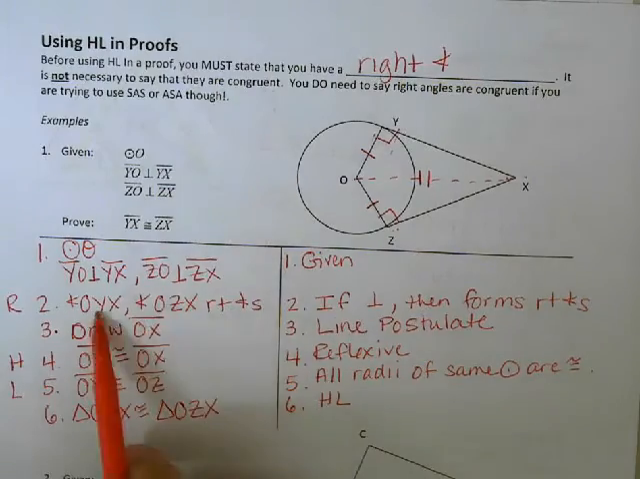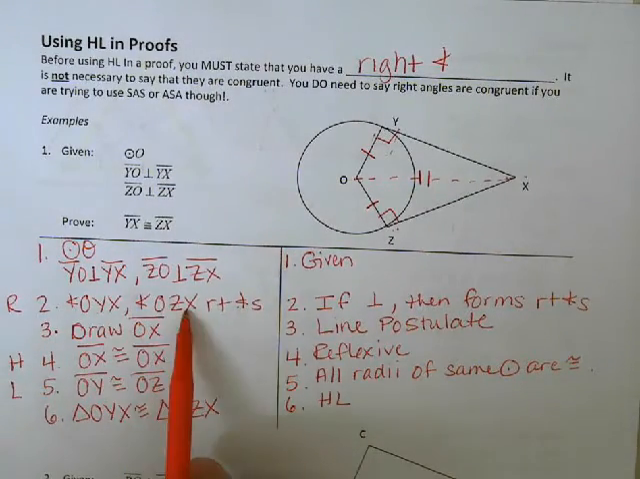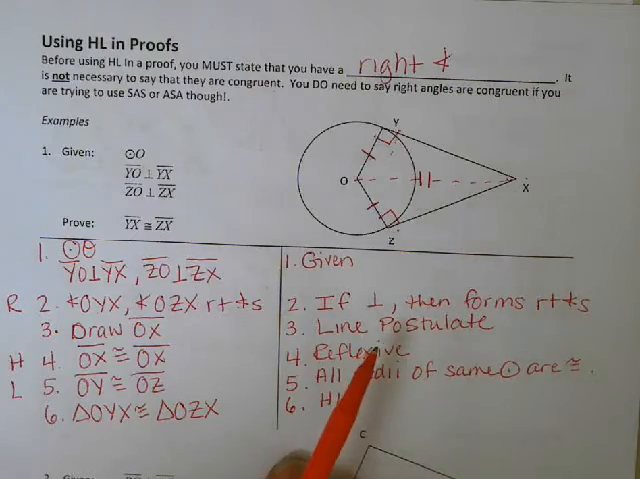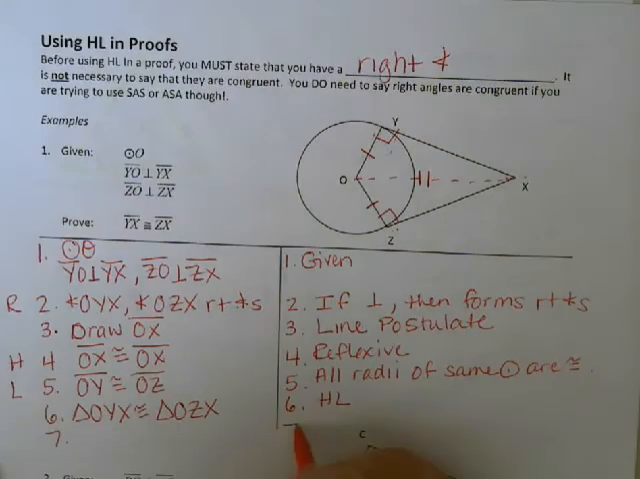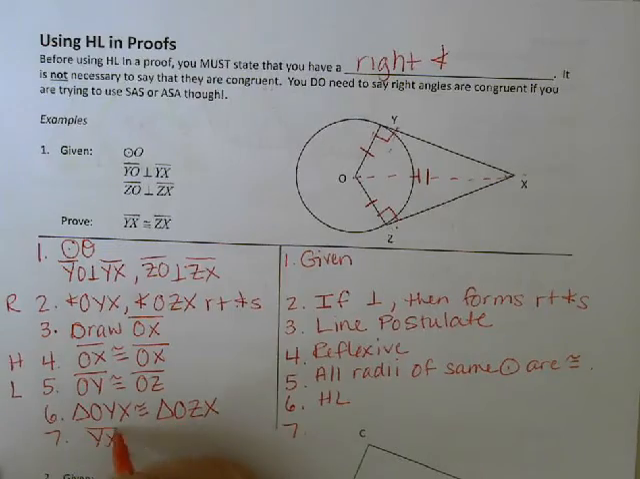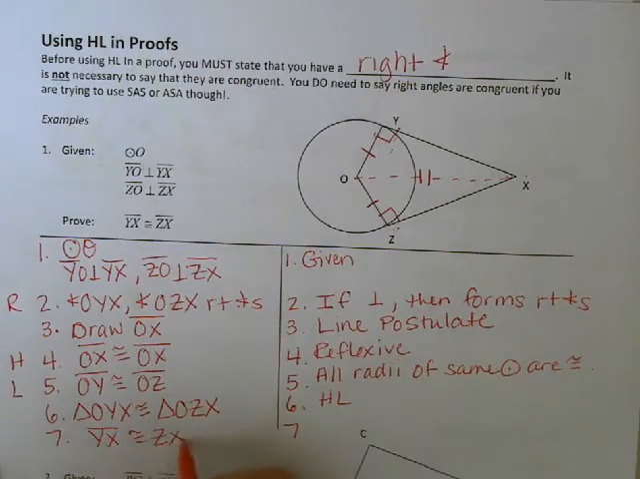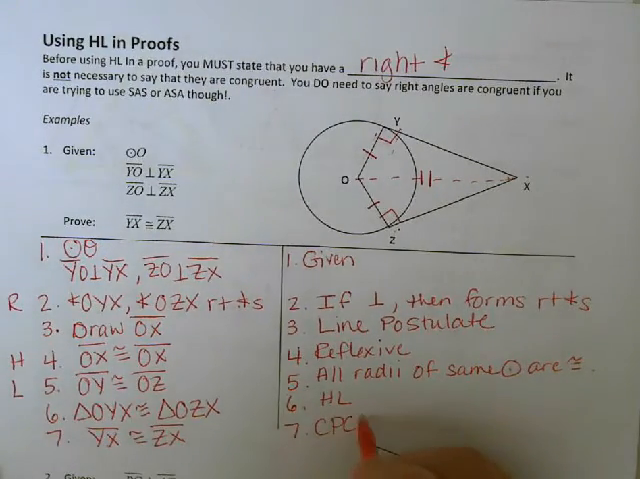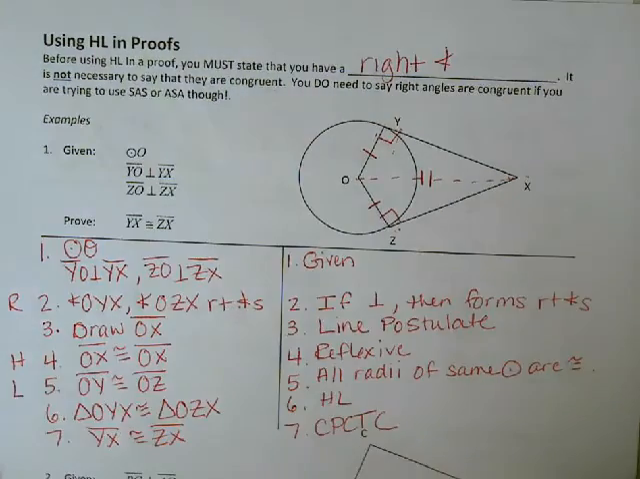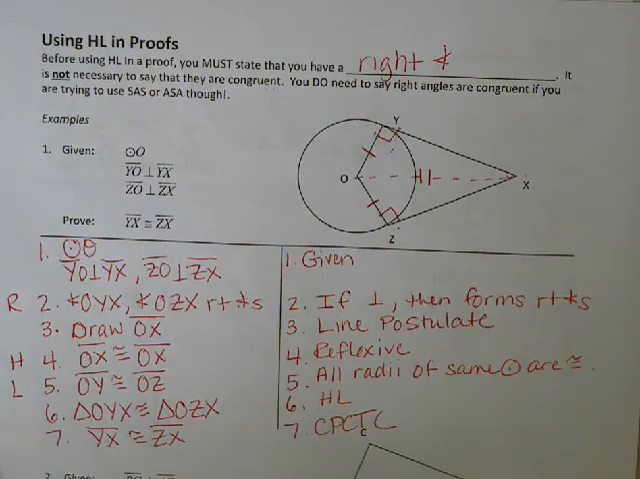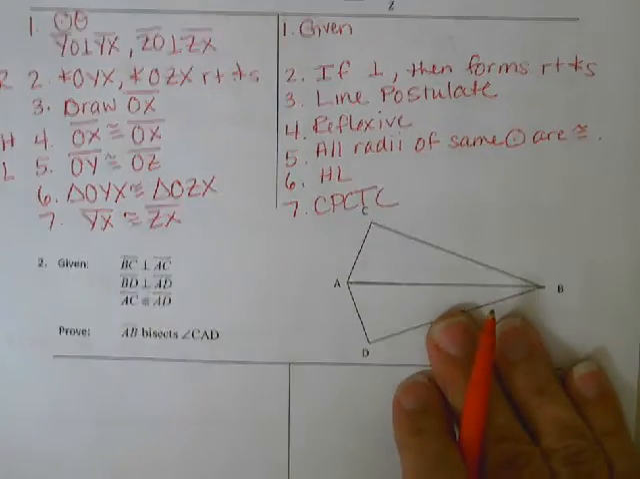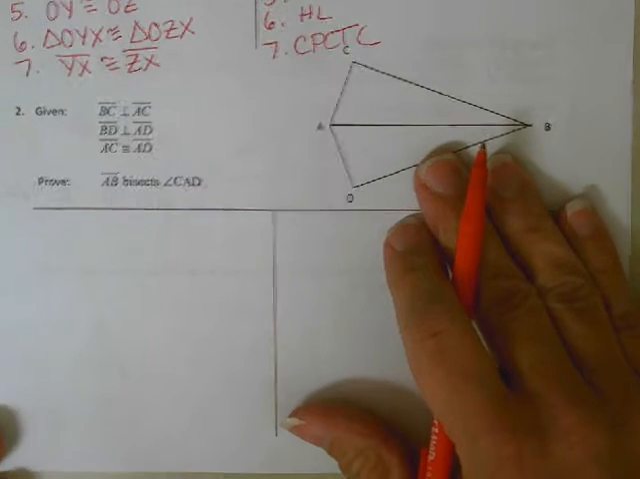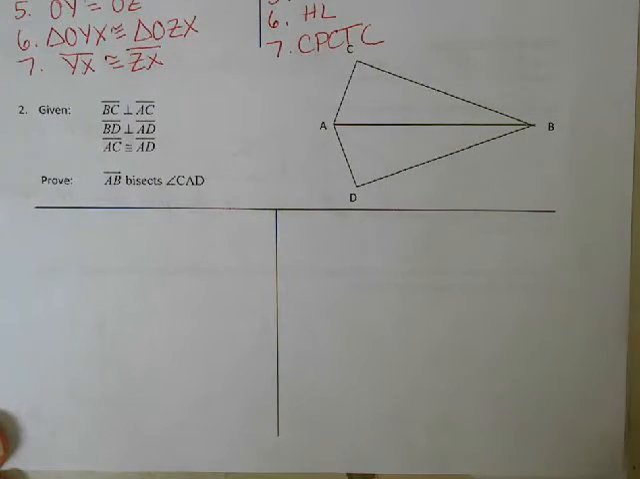So notice I did not use a step to say that angle OYX and angle OZX are congruent. You don't need to use HL. So then finally in step 7, we can say that YX is congruent to ZX by CPCTC. All right, then our last proof.